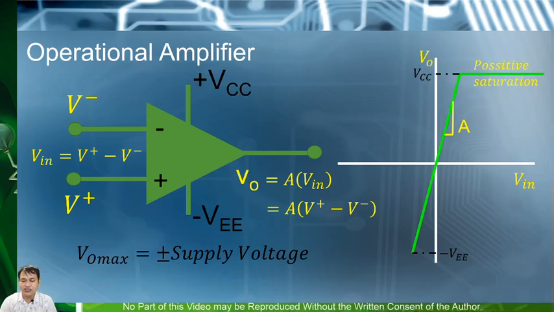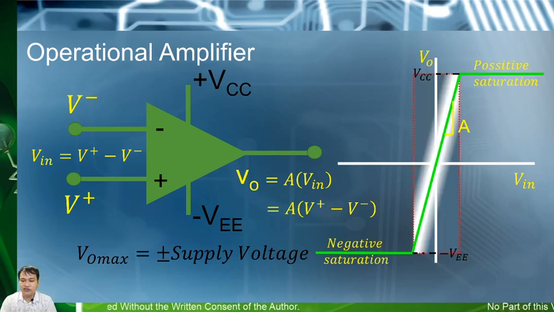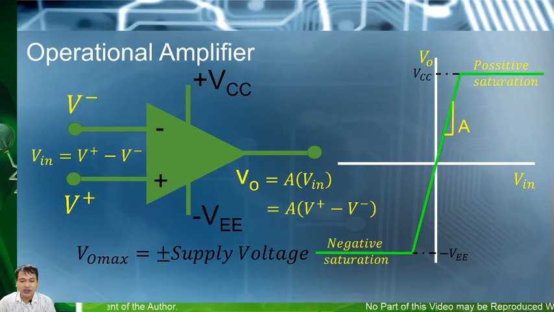Same goes in the negative voltage, it will become flat, and we call this negative saturation. This saturation will make the output signal distorted, or there will be a clipping or cut-off portion of the output.